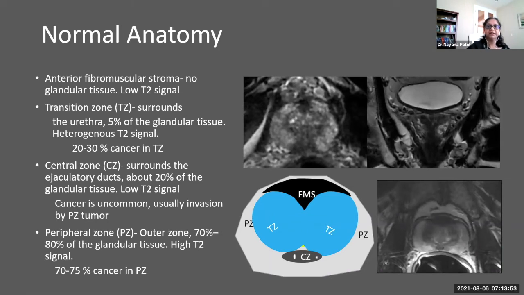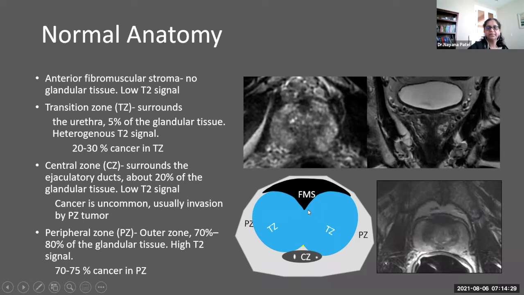So let's look at the normal anatomy. So the prostate gland has 4 histologic zones. Anterior fibromuscular stroma, it does not have any glandular tissue. It appears as the low signal intensity structure anteriorly along the prostate gland. And you can see that on the T2 axial weighted images, low signal intensity structure in the anterior gland, that is normal anterior fibromuscular stroma.